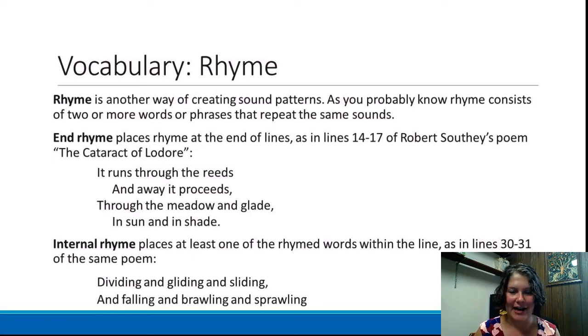In addition to end rhyme, we can also have internal rhyme, and that's when there are rhymed words within a line. So not just happening at the end of the lines, but also within the lines. An example of this are lines 30 through 31 of the same poem. In these lines, it says "dividing and gliding and sliding and falling and brawling and sprawling." So we have dividing, gliding, and sliding all rhyme within that line, and then falling and brawling and sprawling. These are all words that rhyme within that line.